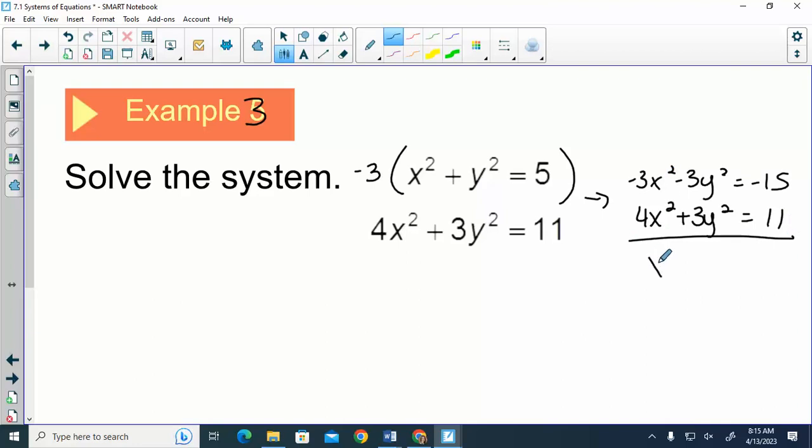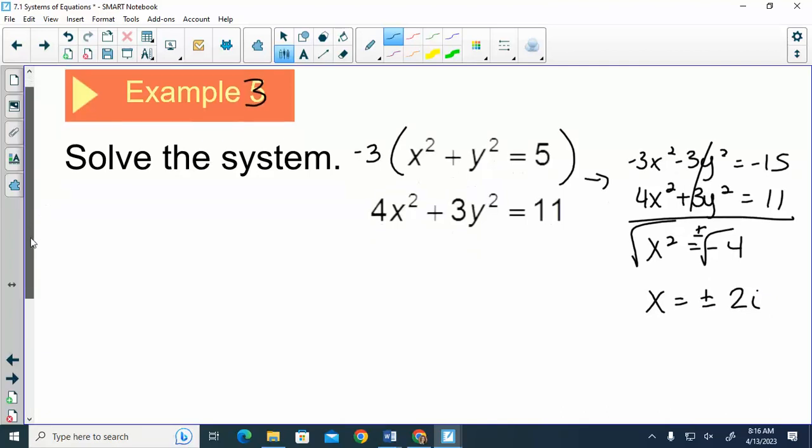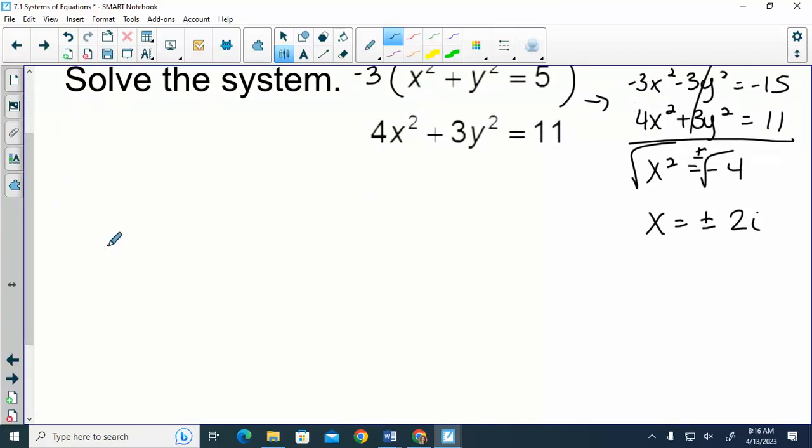So if we add those together, we get x squared equals negative 4. Square root, plus and minus. What is the square root of negative 4? 2i. Okay, we're not just going to say no solution. We are going to go ahead and keep these imaginary solutions. So we have to plug them back in and find my y.